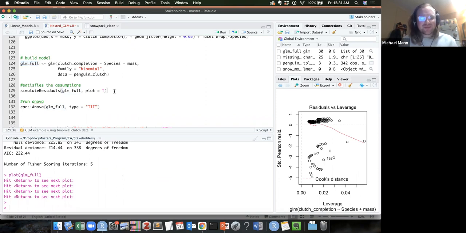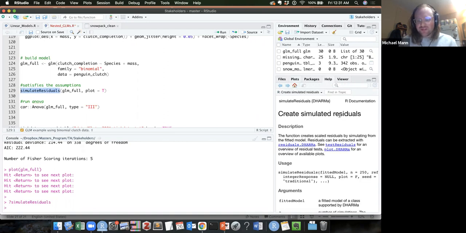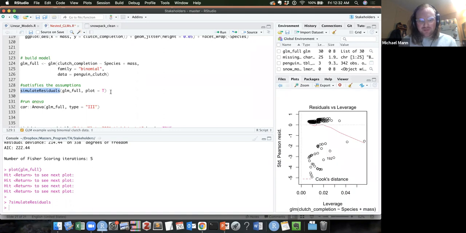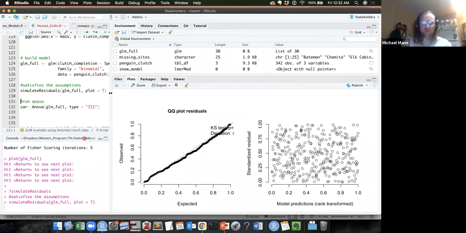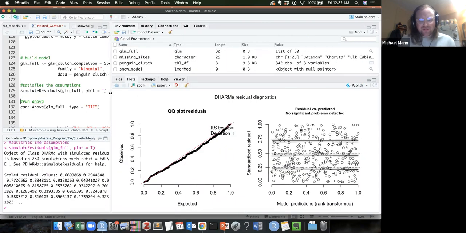But instead, if you use this from the DHARMa package I loaded, you can run this function called simulate residuals. And let me just pull up the documentation. So the function creates scaled residuals by simulating from the fitted model. And so basically it can create the kind of plots you'd want to get from it. So we can see how well it fits the line. You can see here the QQ plot residual looks great. And then our residuals versus predicted, you don't see any trend, so no fanning shape or directionality in it. So that looks awesome. That's exactly what we want.